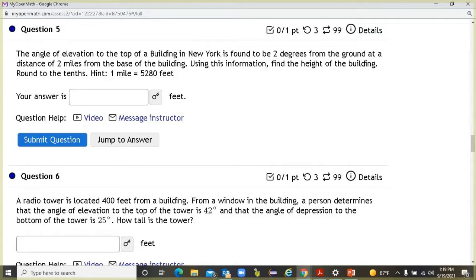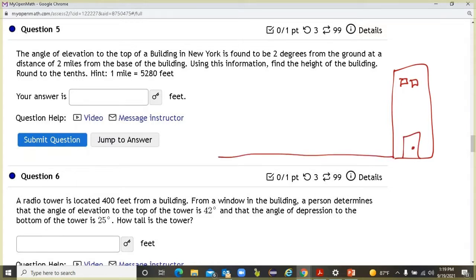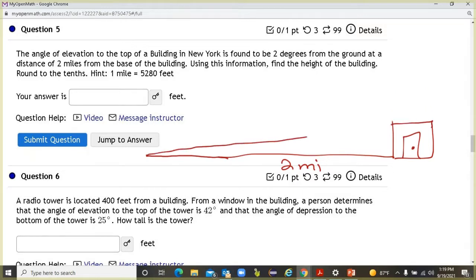So it says the angle of elevation to the top of a building in New York is found to be 2 degrees from the ground at a distance of 2 miles from the base of the building. Okay, so here's my building. There's the door. I am 2 miles away from the building. I should have made my building much shorter. Here's my tiny building.